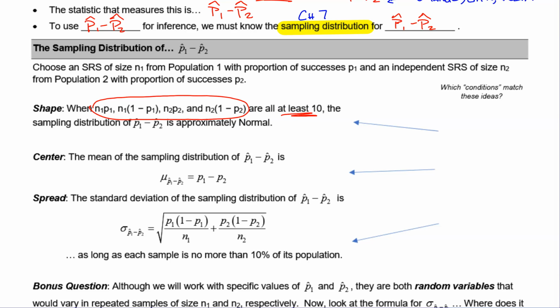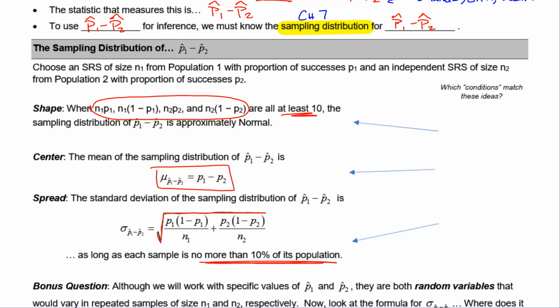The center of the sampling distribution of P1 hat minus P2 hat is that value right there. And why is that? Because P1 hat and P2 hat are unbiased estimators of P1 and P2. The spread, we'll use standard deviation to measure the spread of the sampling distribution of P1 hat minus P2 hat. And oh boy, does this formula look intimidating. Basically, we have a whole bunch of stuff underneath the square root symbol here. We'll come back in a few minutes and talk about that. And that formula is good as long as each sample is no more than 10% of the associated population.